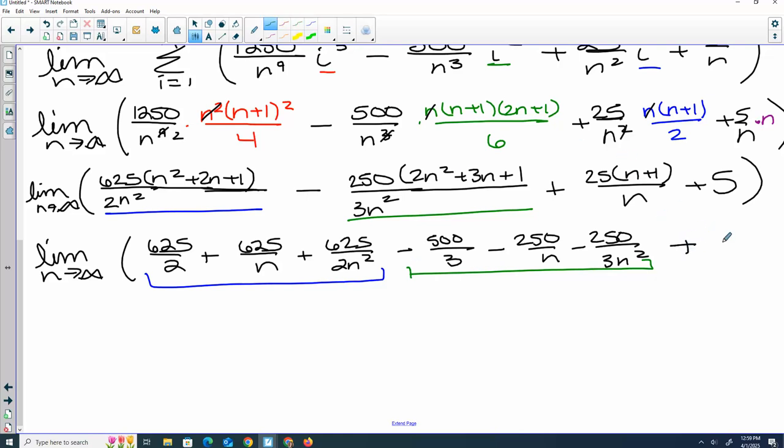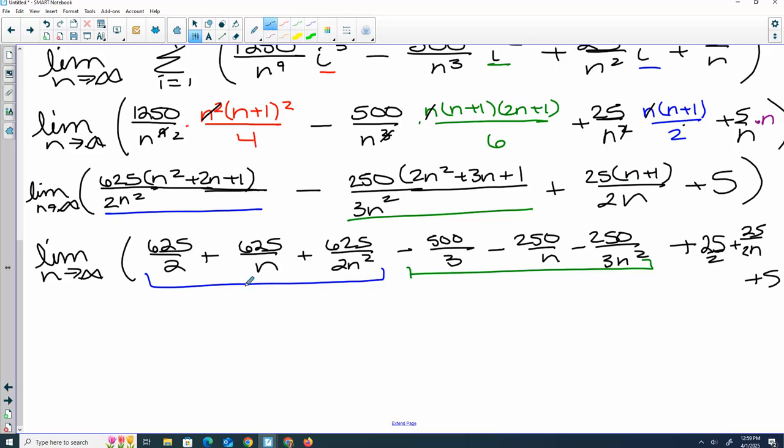Okay, then 25n over n would be 25. 25 over n plus 5. Is that not 25 over 2? Thank you. Okay, where'd that 2 come from? I dropped it when I went from one step to the next.